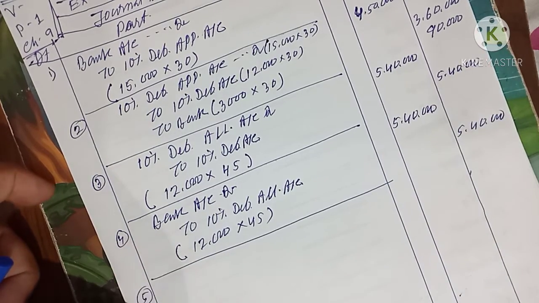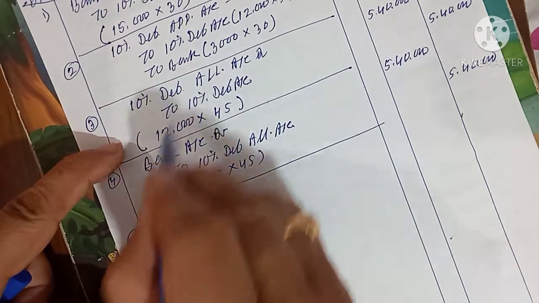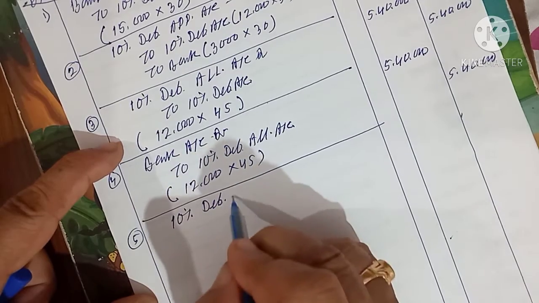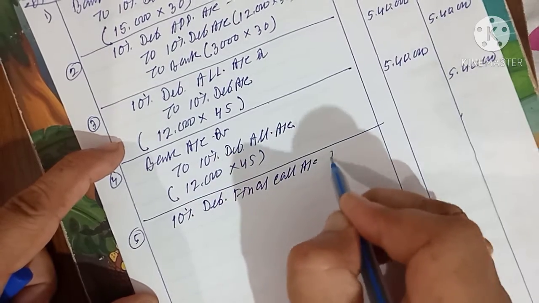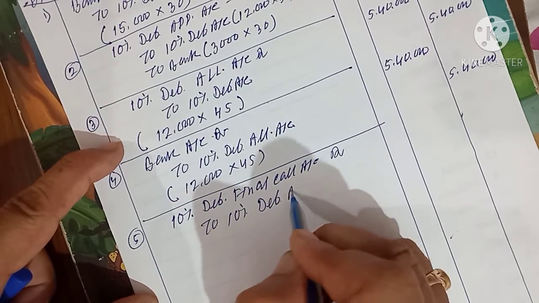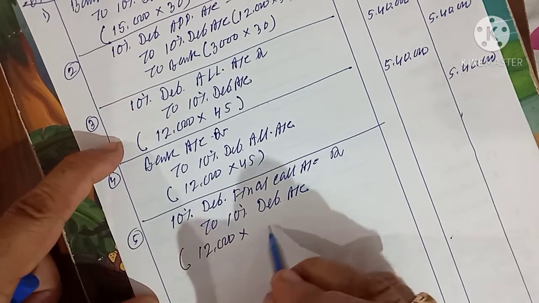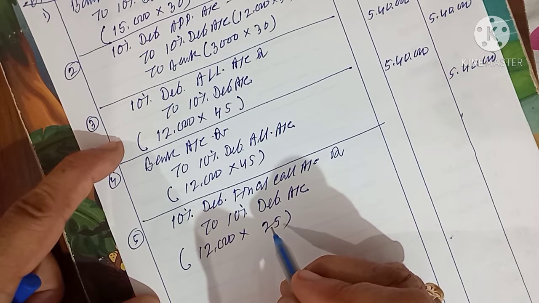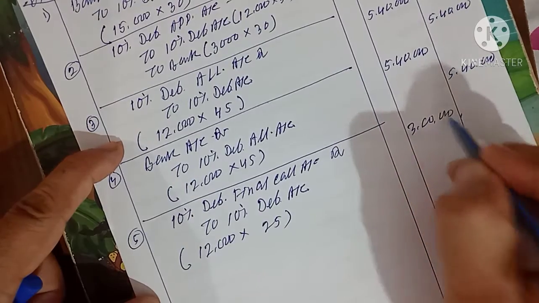Next entry we will pass for calling the final call. Same thing: where we wrote allotment, there we will write 10% debenture final call account debit to 10% debenture account. How many debentures? 12,000. How much price? 25 rupees. If you multiply 12,000 into 25, you get 3 lakh. So you will write here 3 lakh and 3 lakh.